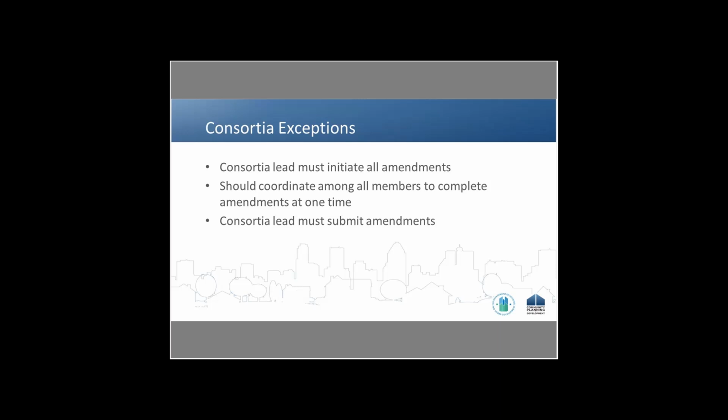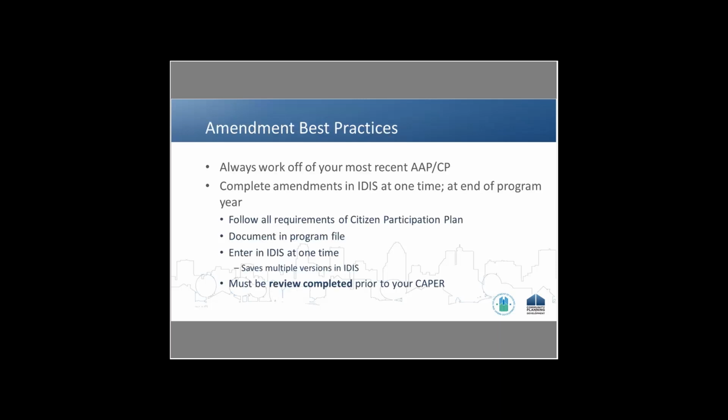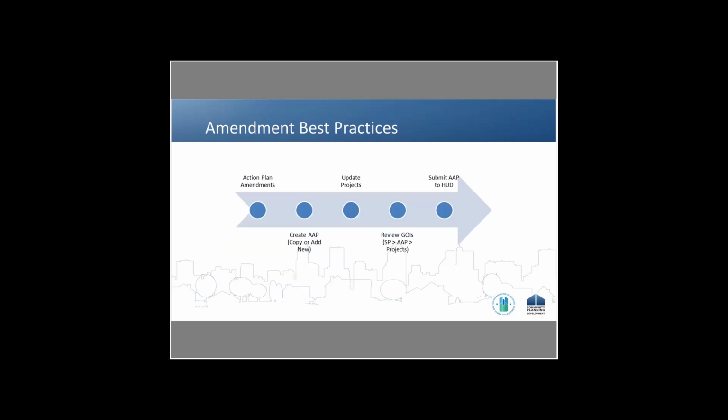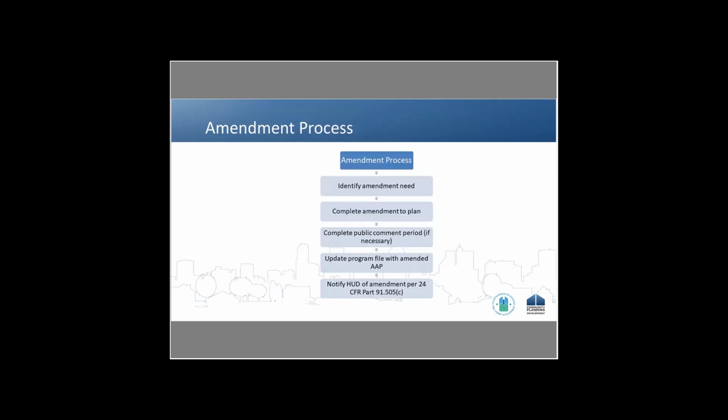And I'm just going to move ahead here just to talk through what the process looks like, and we're going to come back to these best practices, but I just want to talk through a little bit of the amendment process and make sure that we can be repeating what we were just highlighting and drilling into that a little bit. So the amendment process within the consolidated plan begins by identifying the amendment need.